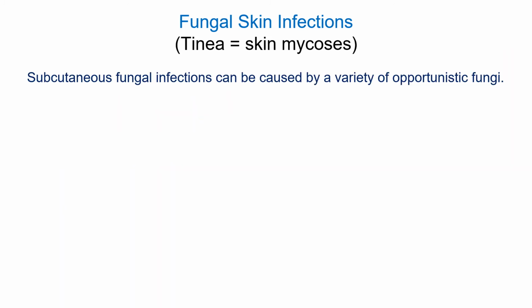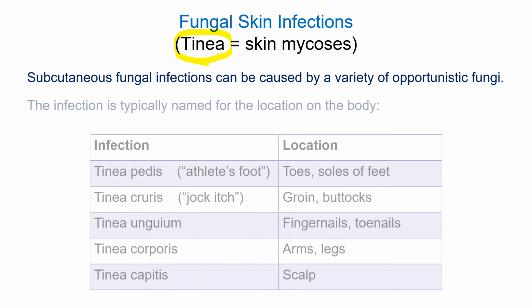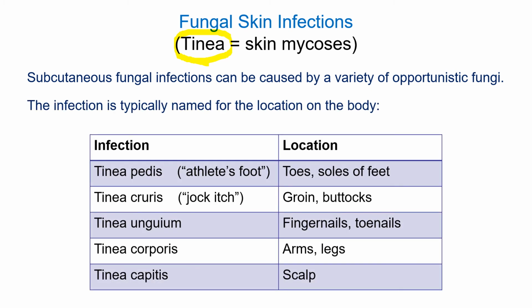Other skin infections, there are many, many types of fungi that can cause these skin infections. They're usually just called tinea, which just means a skin mycosis. And like I said, many, many different organisms can cause these skin infections. Often they are named after the location on the body. So the common names, things like athlete's foot or jock itch or other types of infections like that. Notice they all have tinea in front of them, and then usually a Latin word after them referring to the body part. So tinea pedis for athlete's foot.